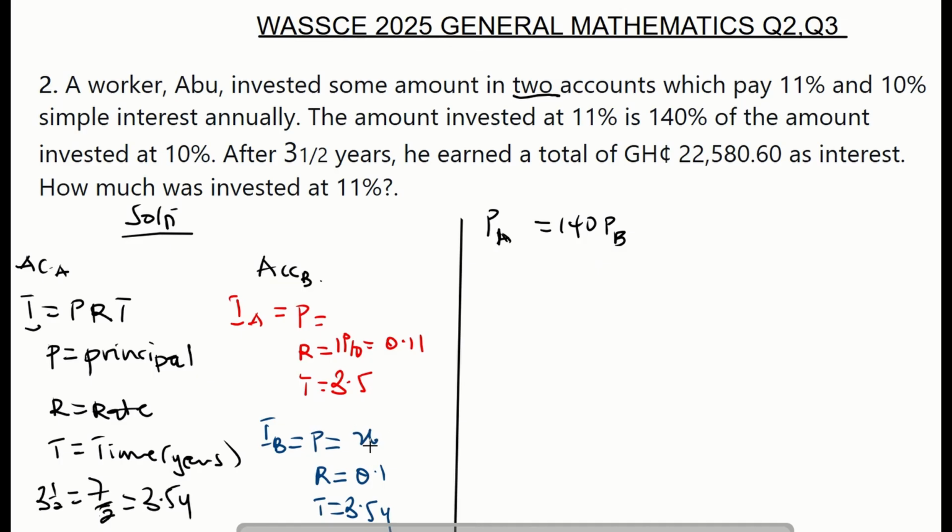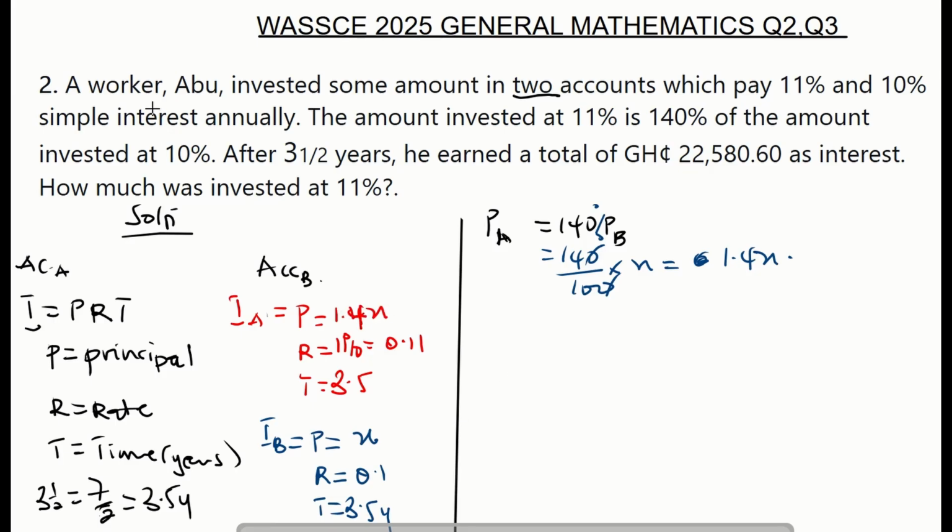This is the unknown amount invested at P. But what then is the amount invested at A? This is 140% of the unknown here. So this is going to be equal to 140 over 100 times my x, which is the same as 1.4x. So here we have that the principal for account A is 1.4x.